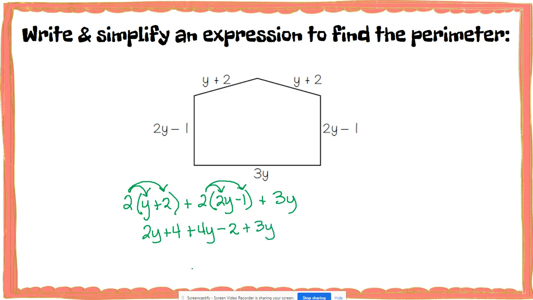Now I would combine like terms. I have 2y plus 4y, which is 6y, then plus 3y, which is 9y. Now those have been combined, and now I'm going to look at my constants. I have positive 4 minus 2. 4 minus 2 is positive 2, so I would write plus 2. So the perimeter of this pentagon can be represented by 9y plus 2.